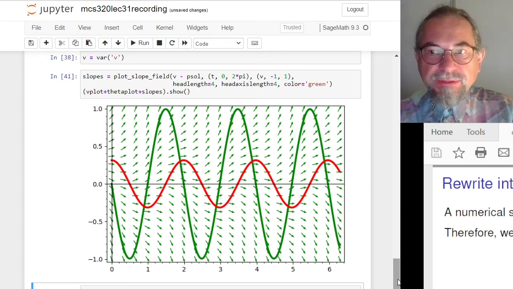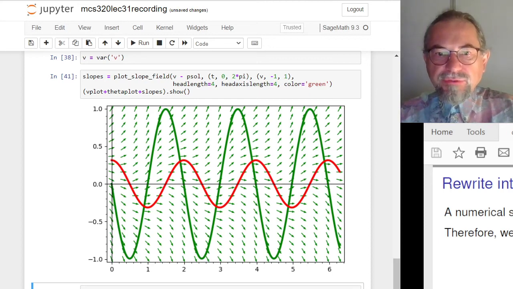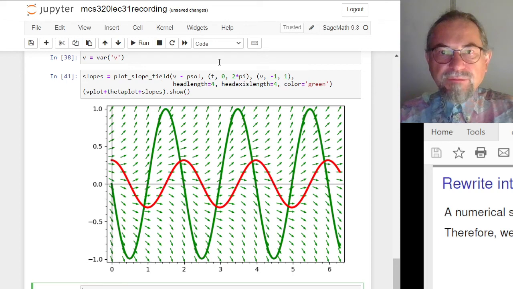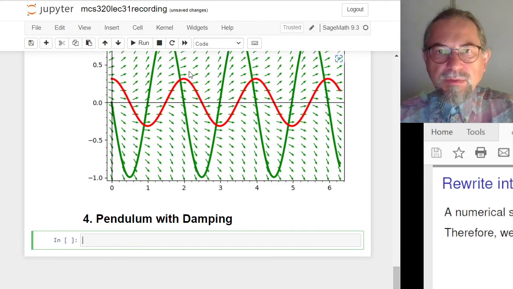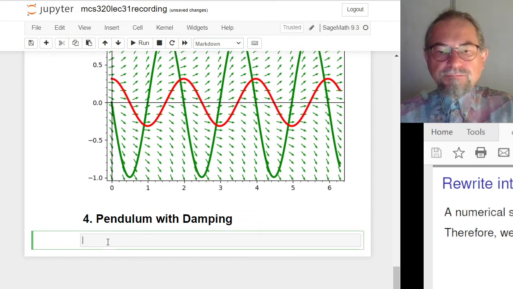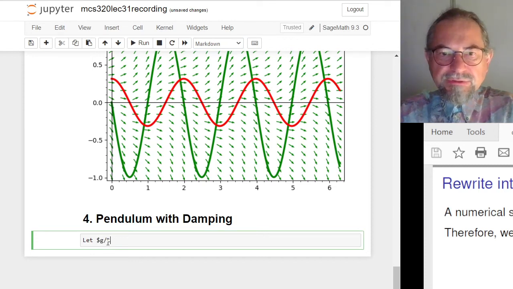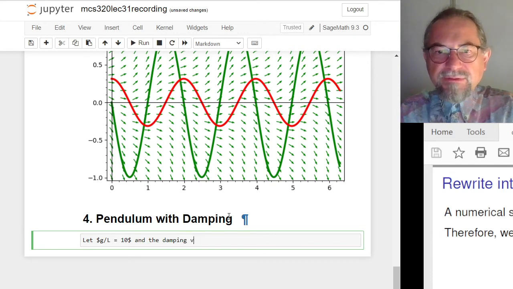Okay, so now I have about 15 minutes to introduce a numerical solver. We've seen the general DE solve. There's also the eSolve that uses ODE int. But let me first say what we are going to do. We're going to consider the pendulum with damping. So the second order model, let me simplify things a little bit. The gravitational constant divided by L equals 10, and the damping factor is 1 over 1.2.